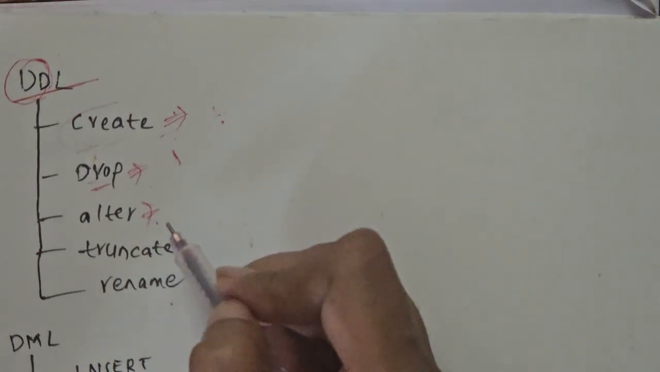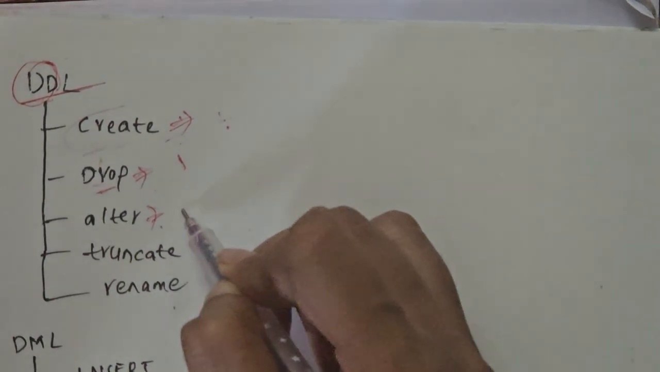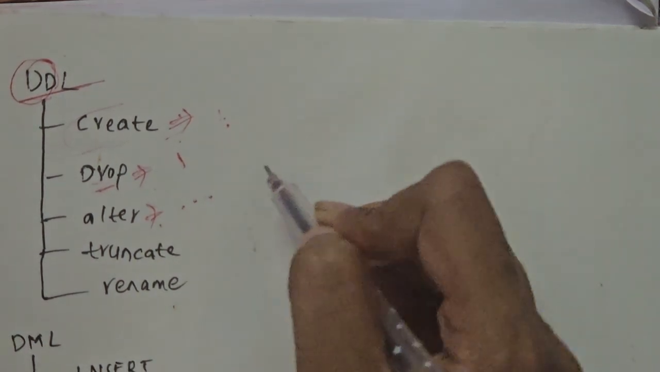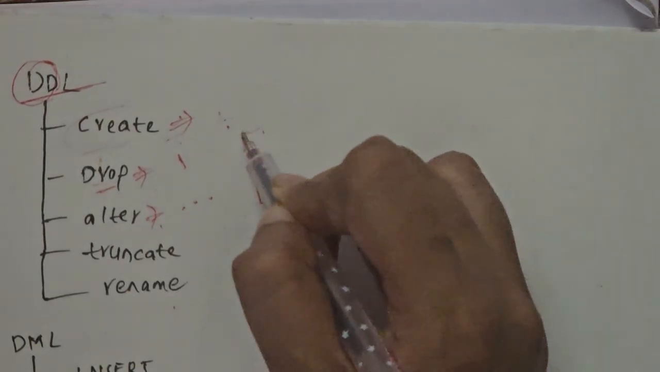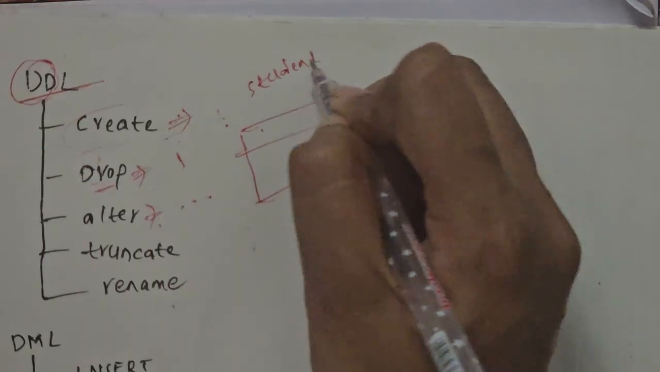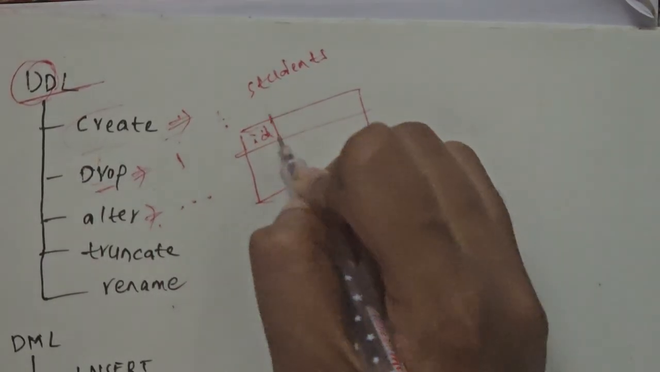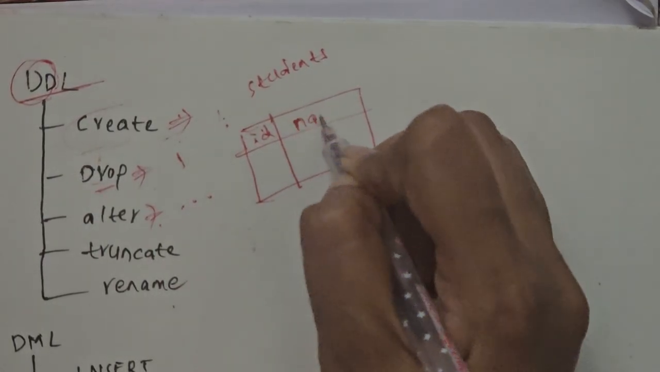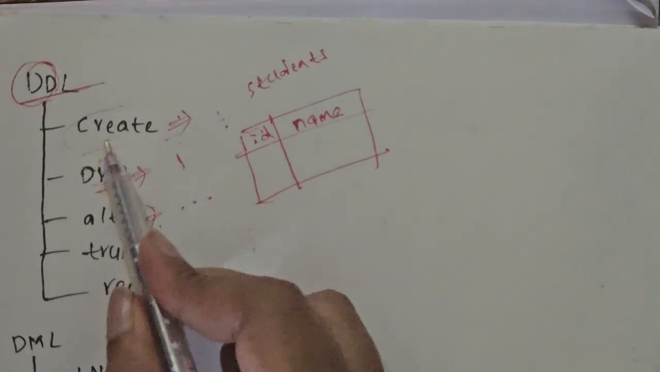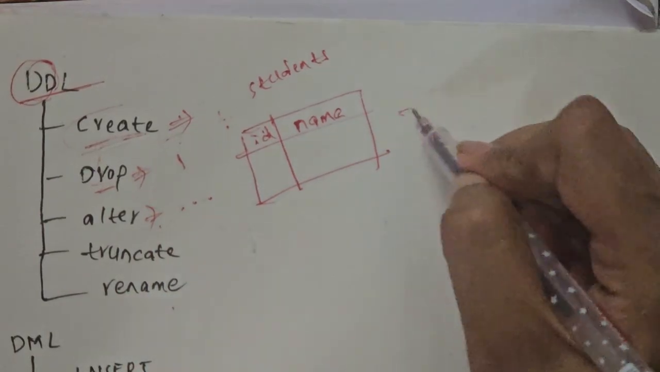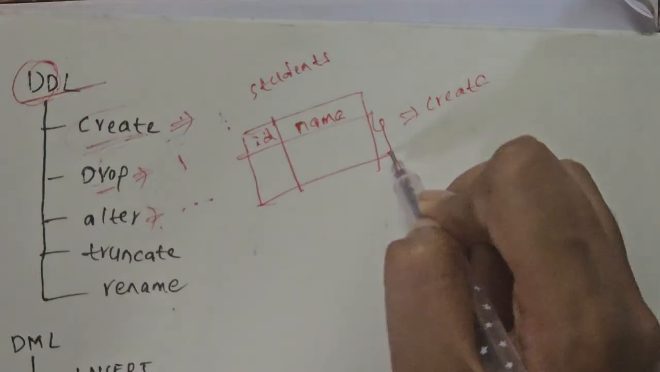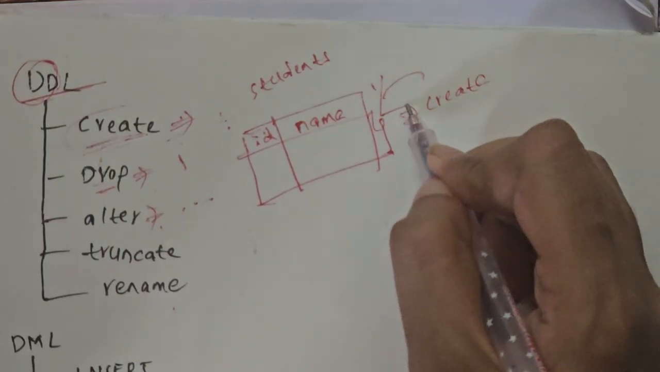And the alter command is used to add column names, modify column names or drop column names. For example, you create a table, let's say a students table, and you create it with 2 columns, ID and name. When you use the create statement, it will only create the structure of the table, meaning there will be no data inside the table, but it will create a structure like this.